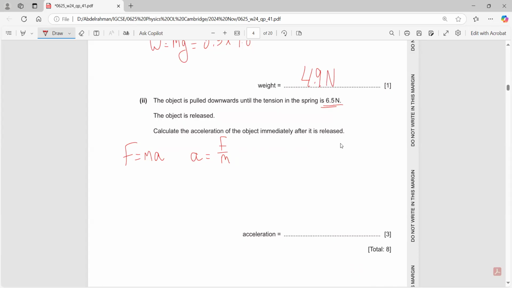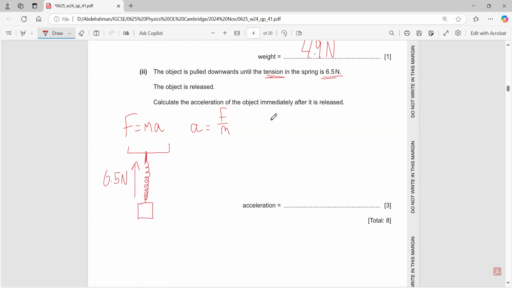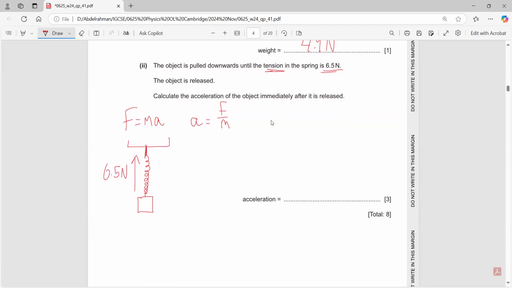Now, you need to think of the setup. You have the spring. Attached to it is this mass. There is an upward force, the upward tension. You said the tension in the spring is 6.5 newtons. But there is another downward force. What is the other downward force? The weight, which is 4.9 newtons.